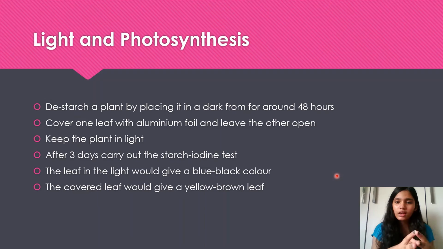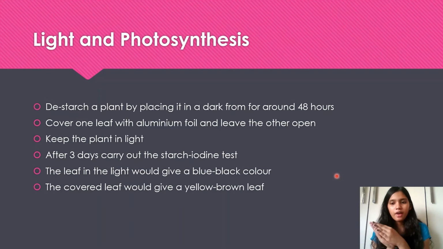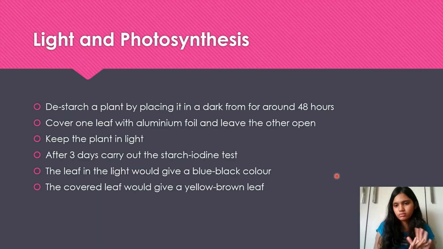You place it in the dark for around 3 to 4 days so photosynthesis can't occur and all the starch is used from its reserves as a source of energy. Okay, so the starch is removed completely. Then, on the plant, you cover one leaf completely with aluminium foil to conceal it from the light, and you leave the other one open, uncovered.